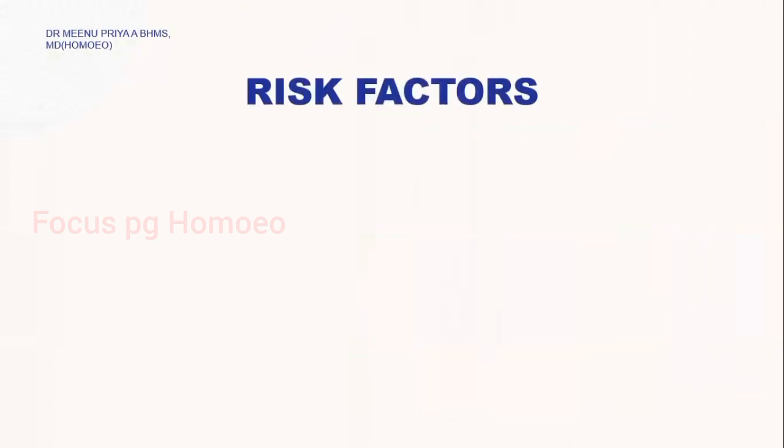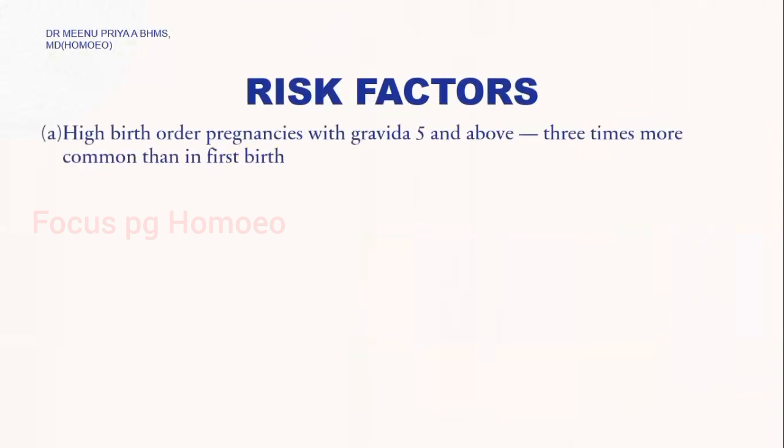Now, what are the risk factors? As I told you, the risk factors for placenta previa and abruptio placenta are very important because they are asked in exams. So you have to remember the risk factors. The first risk factor is high birth order pregnancy with gravida 5 and above, about 3 times more common than in first birth. High birth order pregnancy means there is no spacing between the pregnancies. Continuously the woman is getting pregnant, and it is more than 5 times.